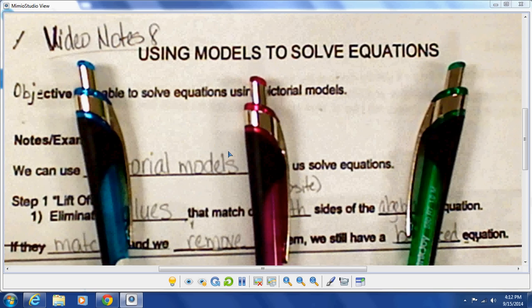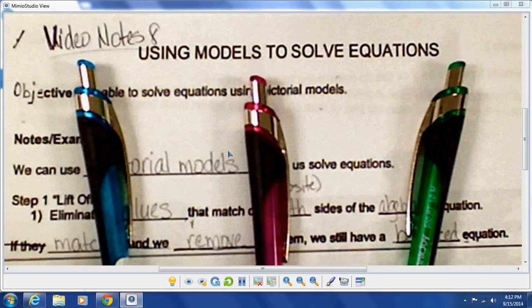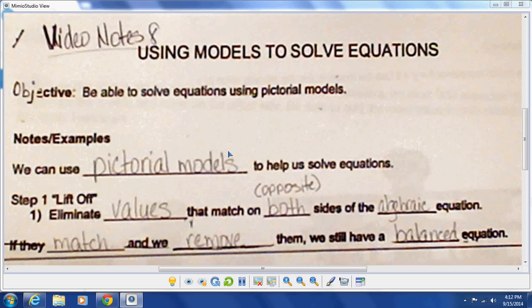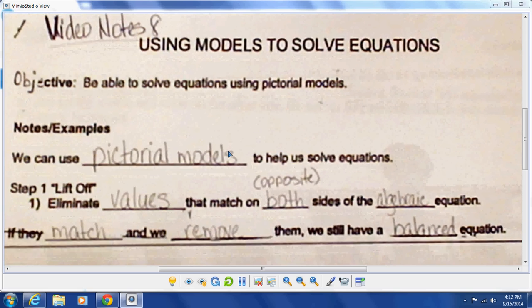Hey guys, I'm back again. Okay, I'm back again with my trusty friends. That would be my color pens. I didn't know I had skills like that, did you?